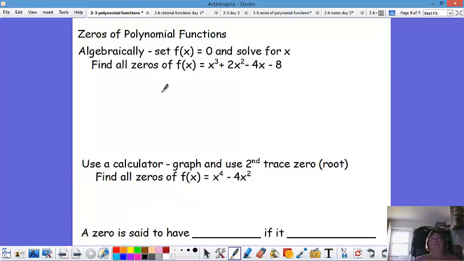Next, we'd like to think about finding the zeros for polynomial functions. And I'll tell you that there are several ways that we can accomplish this. The first way that I'm going to look at here, it says to do it algebraically, setting f of x equal to 0 and solving for x. So as you take a look at this one, that would mean 0 has to equal x cubed plus 2x squared minus 4x minus 8. And I would ask you to think about this. Do we know how to factor a cubic?